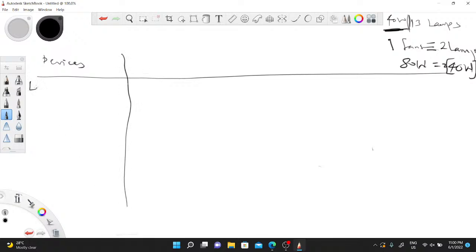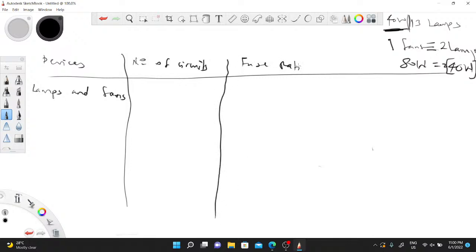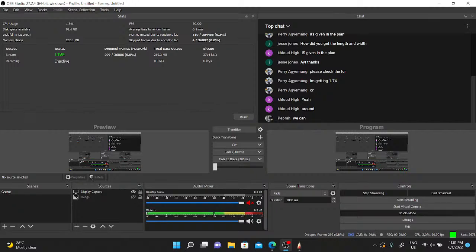So I have devices here: lamps and fans. Here I have the number of circuits, and here I have the fuse rating. This is a table you are required to draw to find the total current, using the diversity factor table. This is another part to really pay attention to and follow.